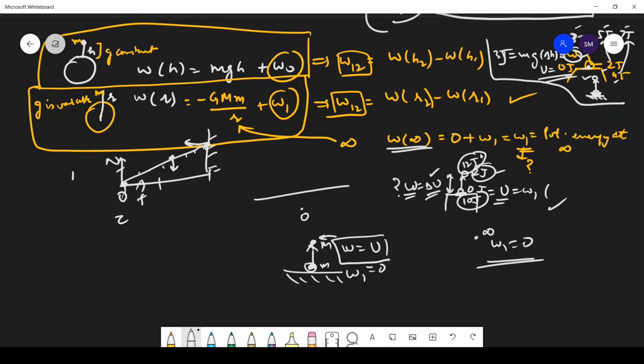Otherwise W infinity is equal to W1. You can set it to any value of your choice, but I have taken it as 0. Why? Because when I bring this from W1, at W1 it is 0, meaning the potential energy is 0 at infinity. Infinity means it is away from the gravitational force of the Earth. That is infinity.